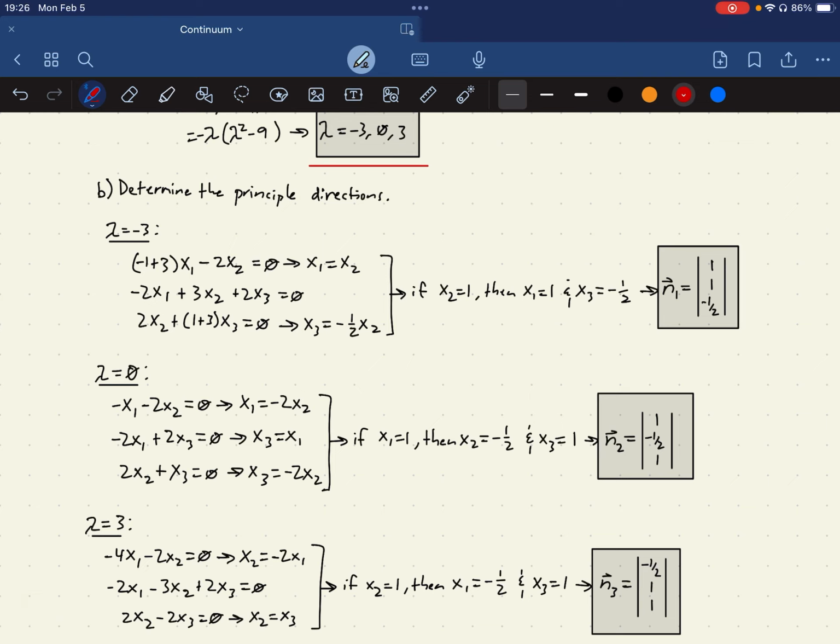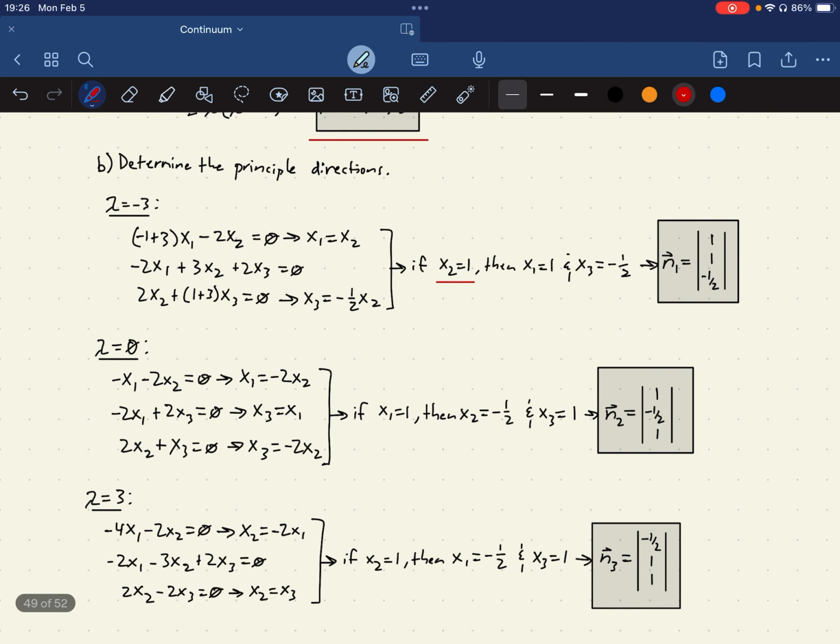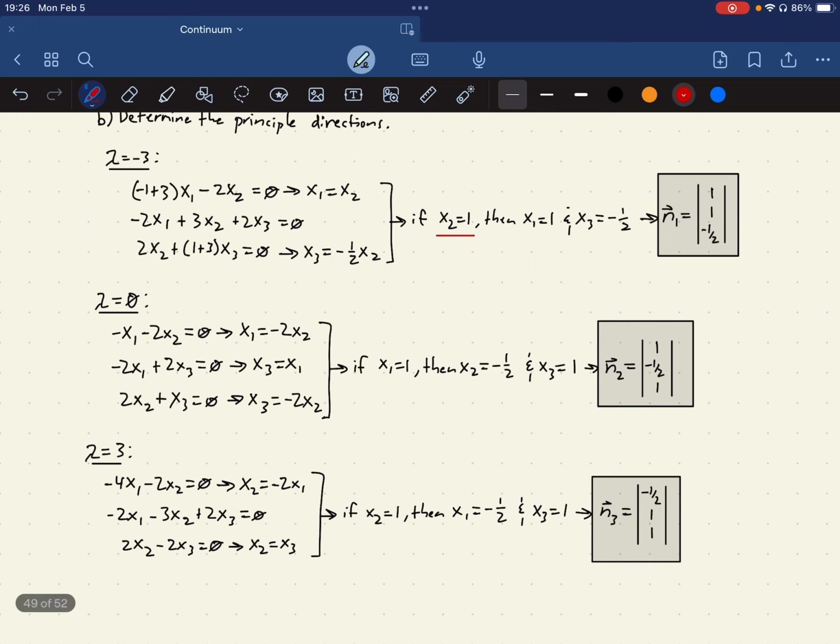In this case, for my initial value, I just stuck to one. So once I got to a point where I had to decide which variable to give an initial value, I just picked one. So for our eigenvalue of -3, I just picked x2 equal to 1, and then I can solve for x1 and x3. And then we get our vector here.